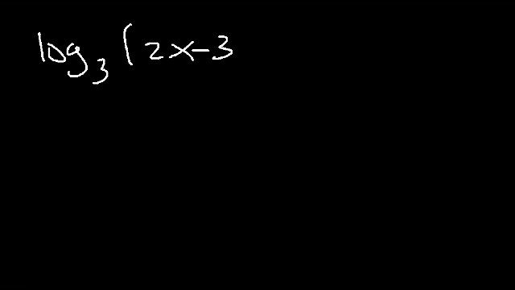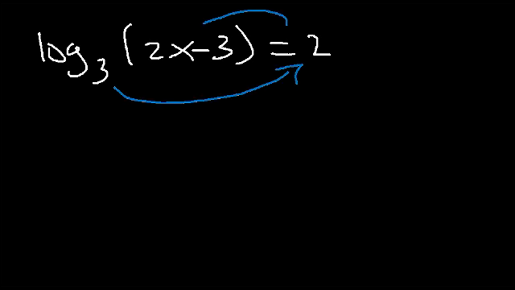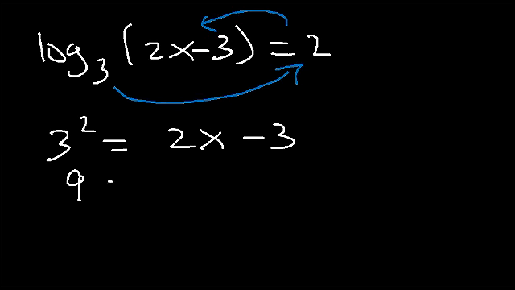Let's try another problem like that. Log base 3 of 2x minus 3 is equal to 2. So 3 raised to the second power equals what's inside. So 3 squared is equal to 2x minus 3. 3 times 3 is 9. Now we just need to solve for x. Let's add 3 to both sides of the equation.